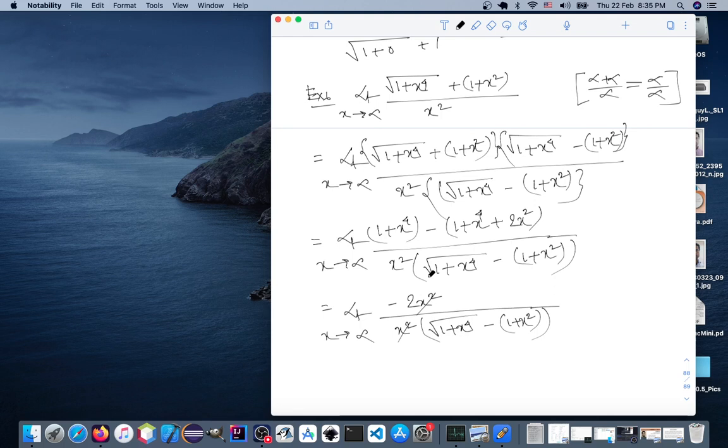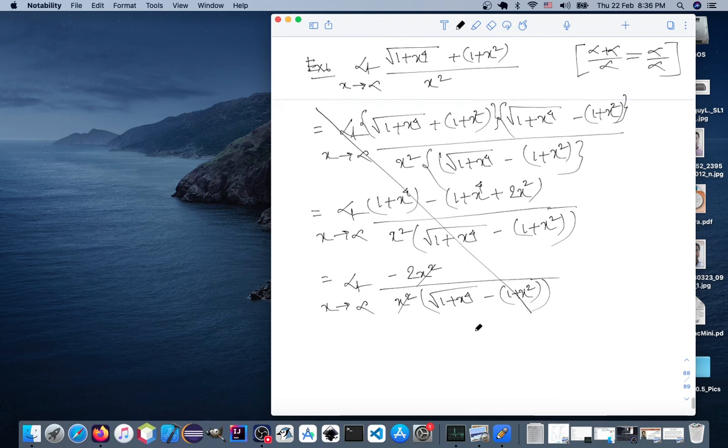Instead of rationalization, if we simply divide the numerator by x square, what do we get? Okay, so it's quite easy actually. We do not need to do rationalization. These steps are not actually required. I'm sorry. We can straight away divide the terms of the numerator by x square.